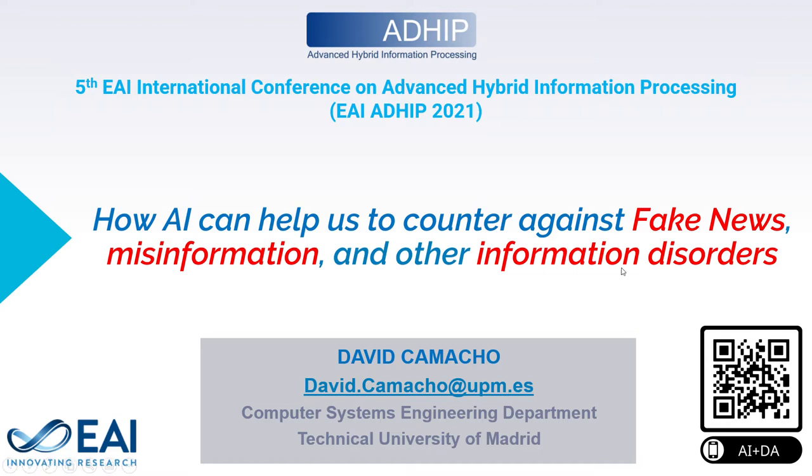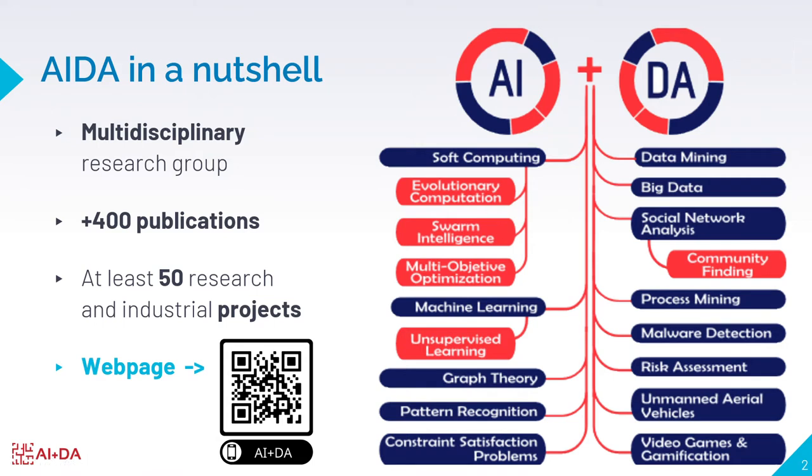So first, I will show a very brief description of my current research group. I'm leading and the head of a research group on machine learning and artificial intelligence at Technical University of Madrid in Spain. We are a multidisciplinary group, mainly composed of computer scientists, computer engineers, mathematicians, and physicists. But we have in our group other people from areas like psychology, sociology, etc. So you can see here in this slide some of our current knowledge and expertise that we are applying to different research and private company projects.